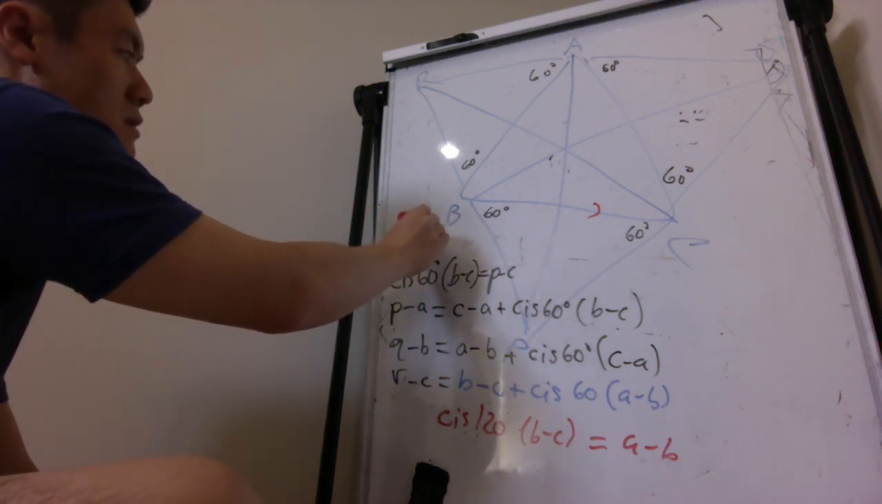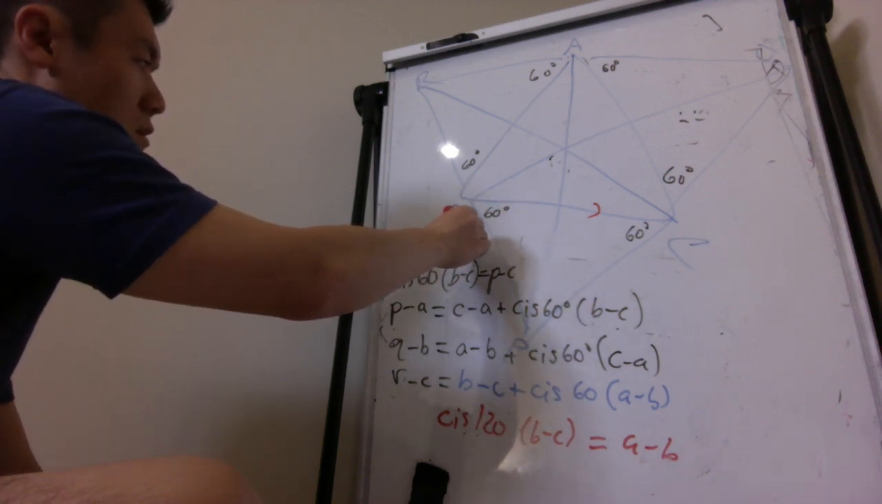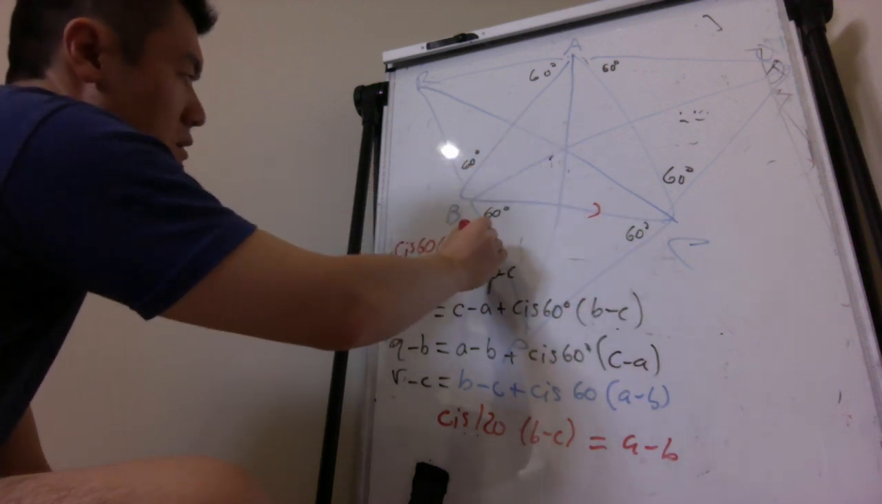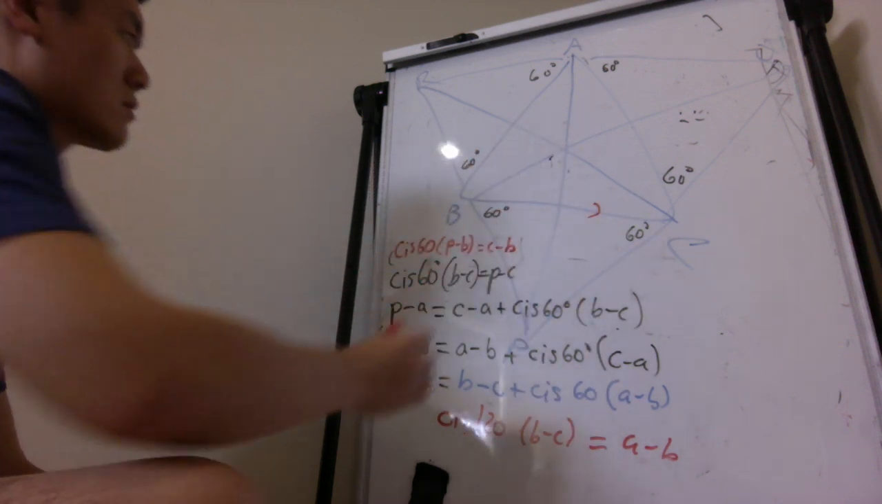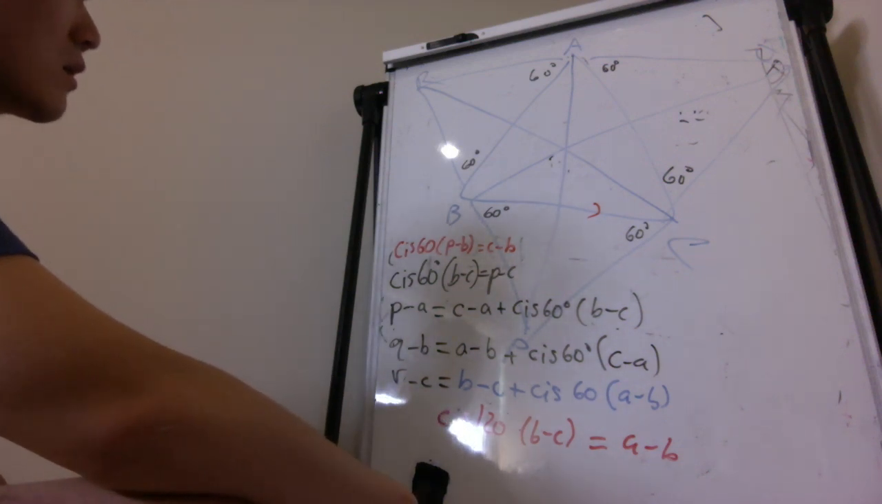cis 60 times P minus B, right? No, it's negative 60. It gets you that, yeah? Yeah. Because C minus B.